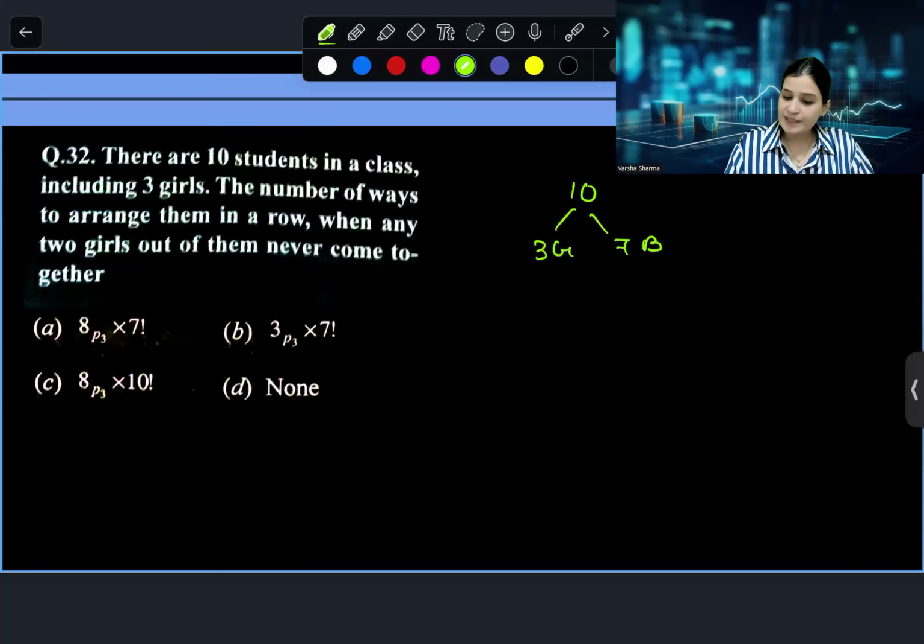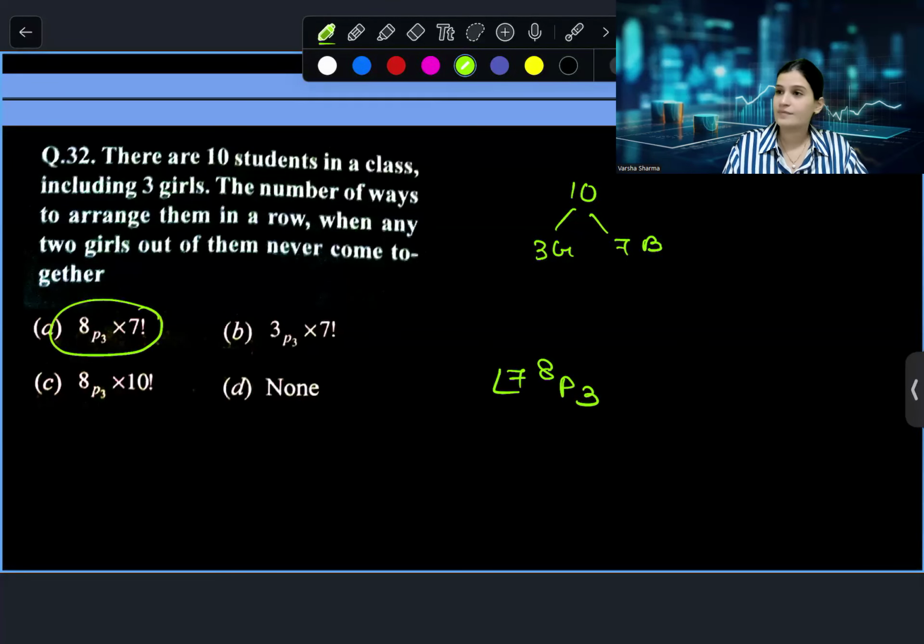So 7 boys, that means 7 factorial. Among the 7 boys, there will be 8 places. Among those 8 places, you can select any 3 places for the girls. So 8P3. We did a 4 boys, 4 girls question.